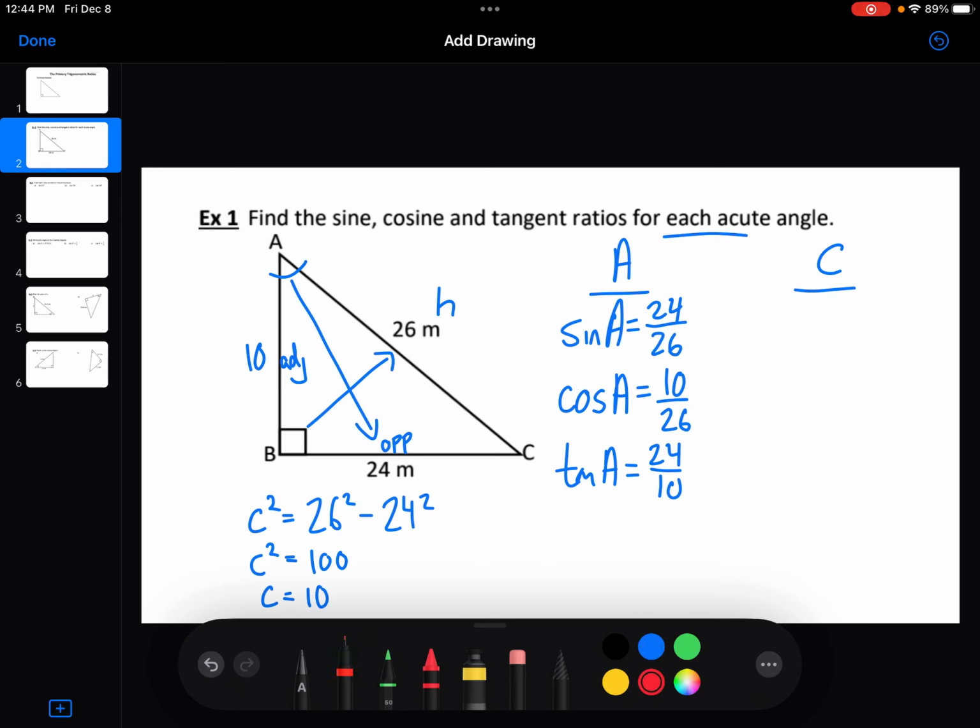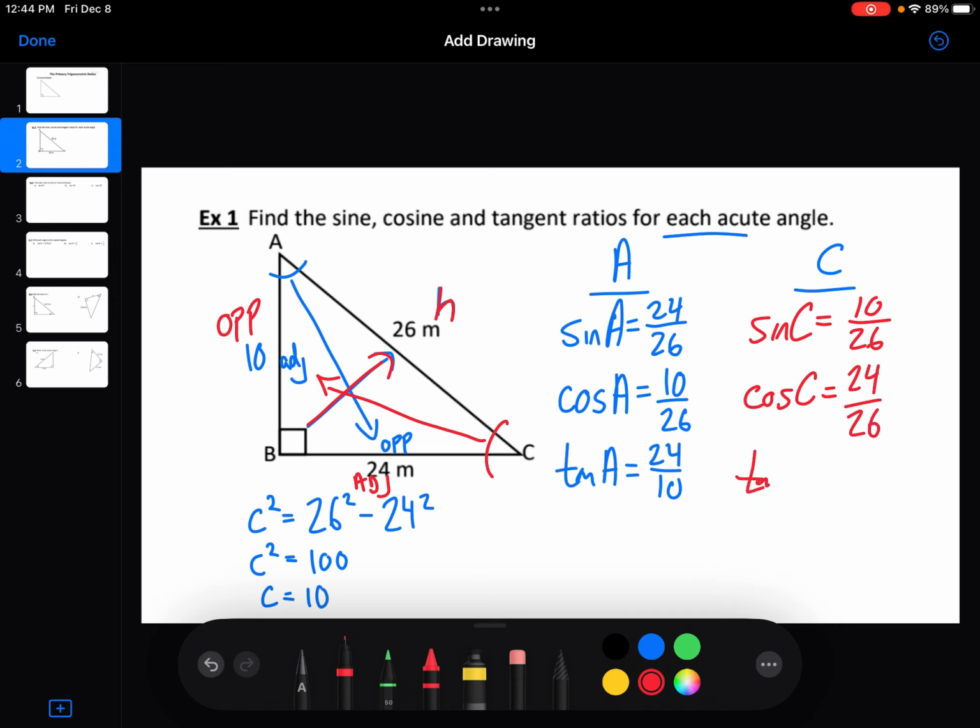Now, if we're looking at C, all that's going to change is our hypotenuse is the same. Our opposite is now over here, so now this is opposite. This becomes adjacent. So now we're going to have sine of C is going to be equal to 10 over 26. Cos of C is going to be equal to, not 10, 24 over 26. And tan of C is going to be equal to 10 over 24.